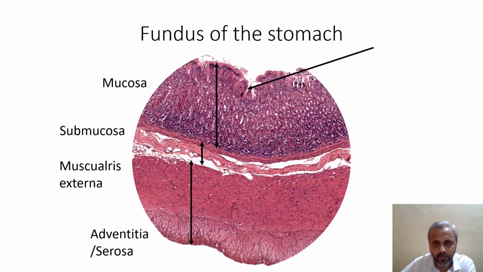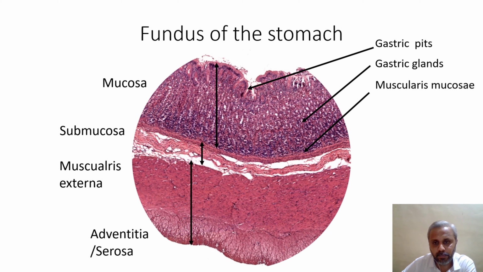The mucosa consists of gastric pits. These gastric pits are shallow and are lined by simple columnar cells. The lamina propria of the fundus of the stomach is filled with gastric glands. Then this is the muscularis mucosa.